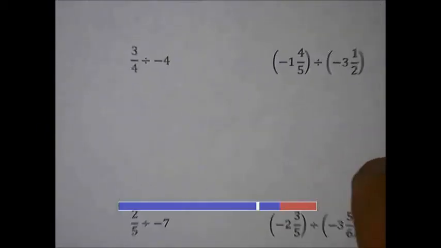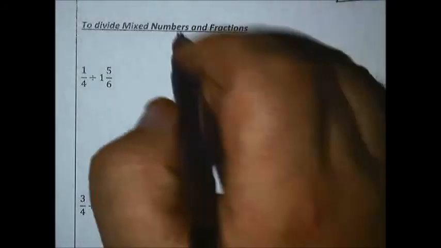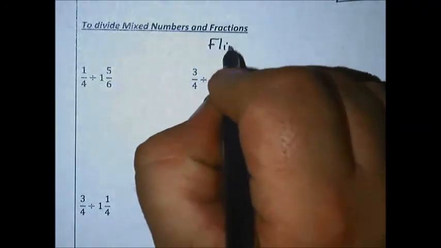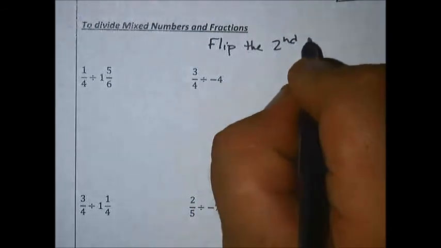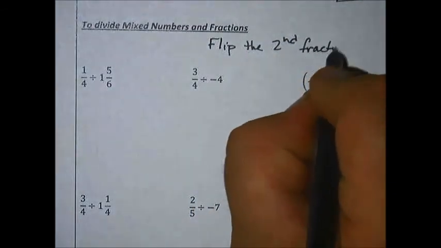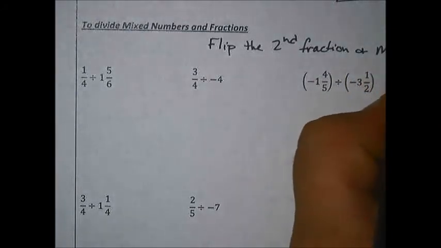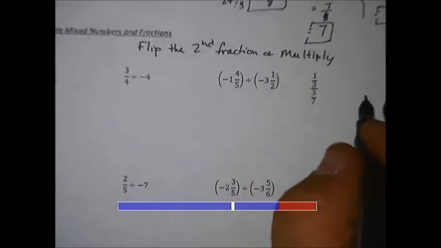All right. We are going to divide mixed numbers and fractions. What we want to do here, pretty simple, is flip the second fraction and multiply. Let you see that there. Flip the second fraction and multiply.